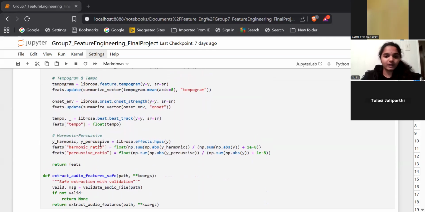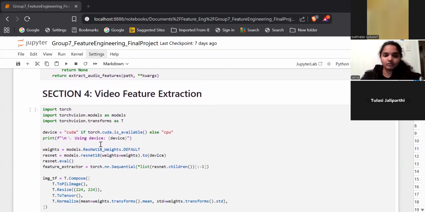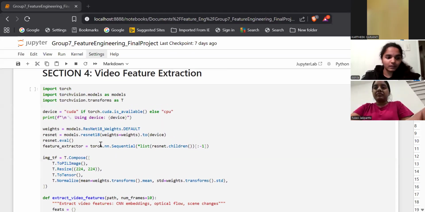So from here, my friend Tulsi will explain section 4 about the video feature processing. Thank you.